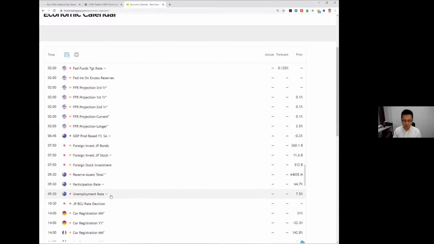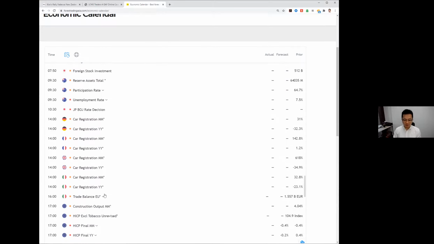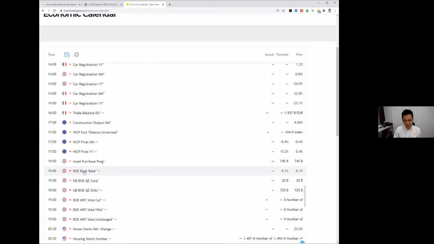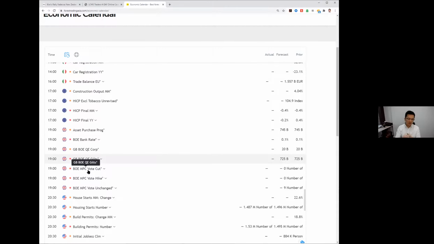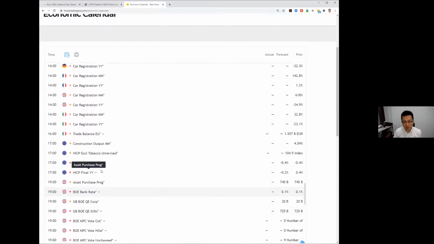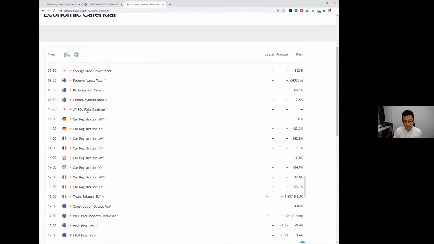We have employment numbers coming from Australia as well on Thursday morning. And then we have the Bank of England coming out, the bank rates, looking to hold bank rates there. Oh wait, we got one more here, which is the Japan rate decision as well, 10:30 a.m. on Thursday morning. So Thursday morning is going to be massive.